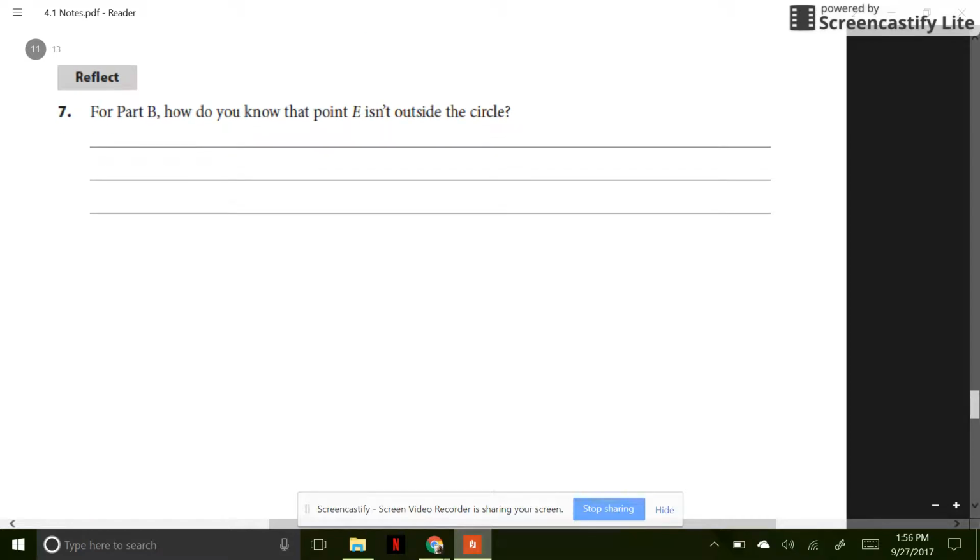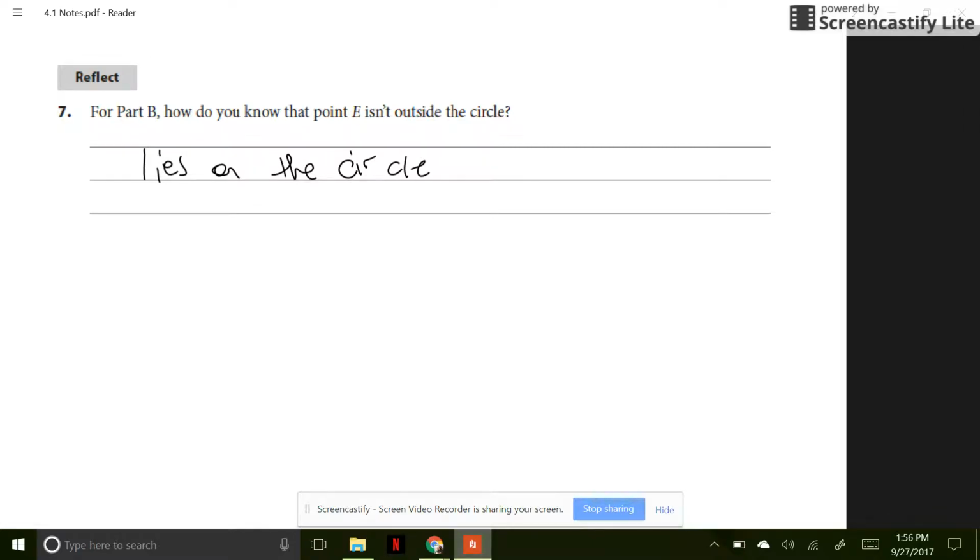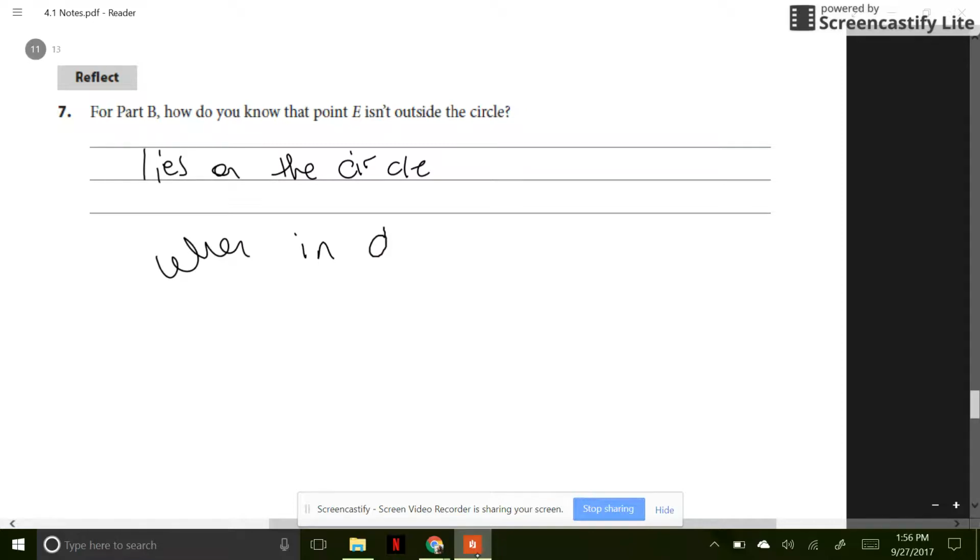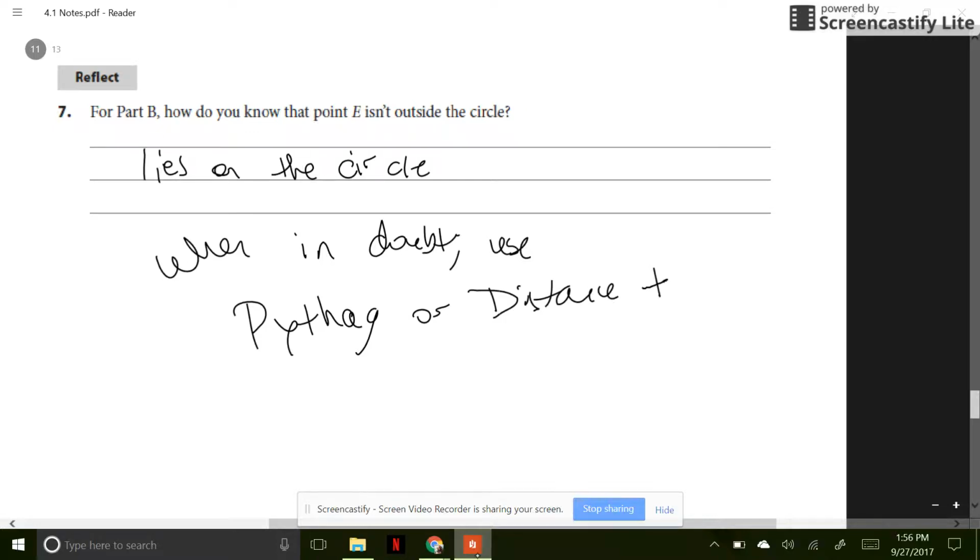So in part B, how did we know that point E wasn't outside the circle? Well, we can see that it lies on the circle. But if you're ever in doubt, obviously I have a hard time drawing circles. If you're ever unsure whether a point lies within or outside of your circle, you can use the distance formula or Pythagorean theorem. So when in doubt, use the Pythagorean theorem, the distance formula, to double check.